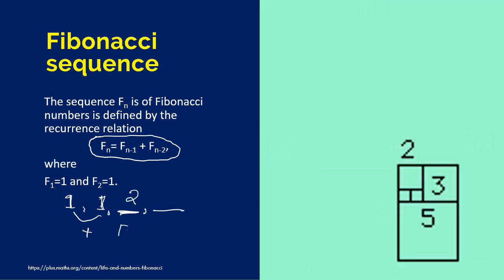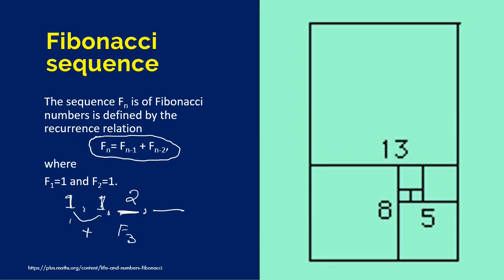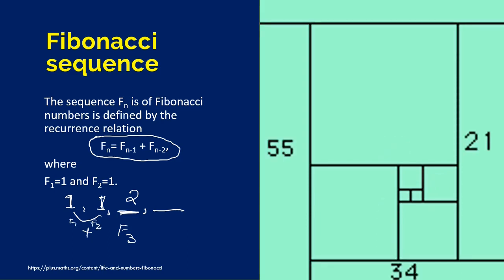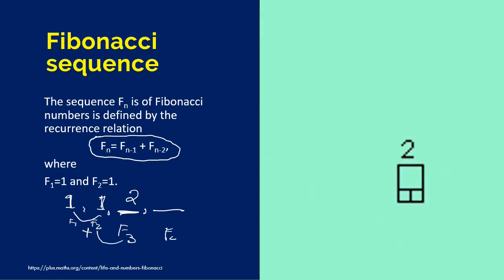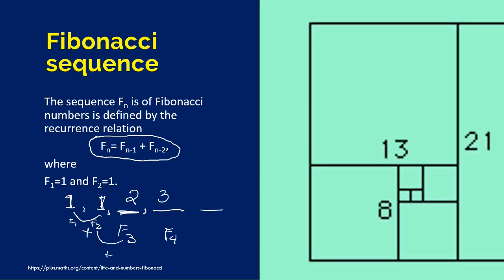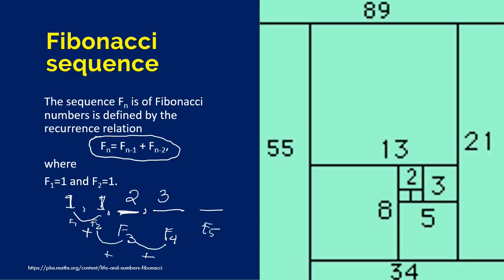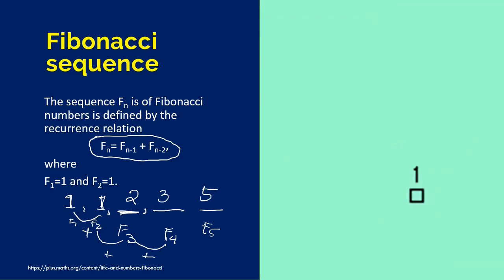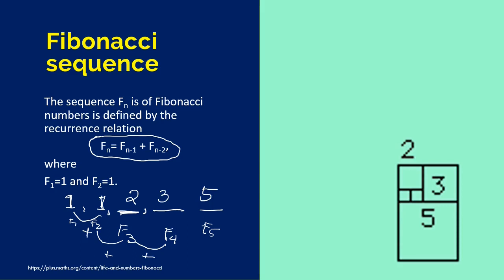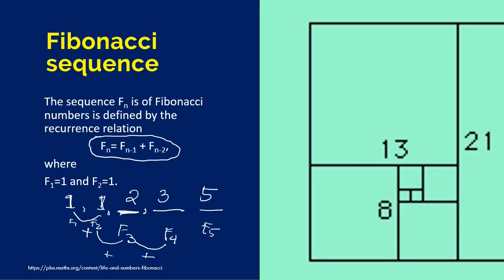So for this one, F3 is equal to F1 plus F2, right? And then F4 is equal to F3 plus F2. So that's why you have 3. And then F5 is equal to F3 plus F4. So that's why you have 5 and so on. What I have on this side is just the same thing that we did.